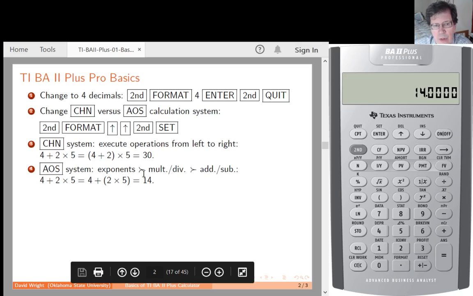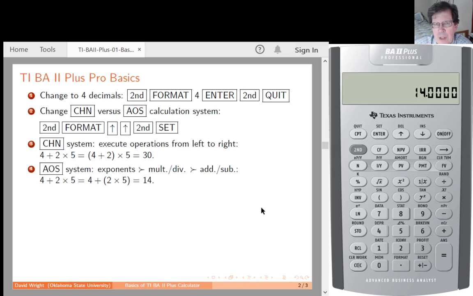You may be used to algebraic, but I strongly recommend the chain system. It has a lot of advantages in dealing with financial formulas. So, all right, let's go back to the chain system. I'll go back to second format, up arrow, second set. That gets me back to that, second quit. So I'm in the chain system, and I'll stay there for the rest of these videos.